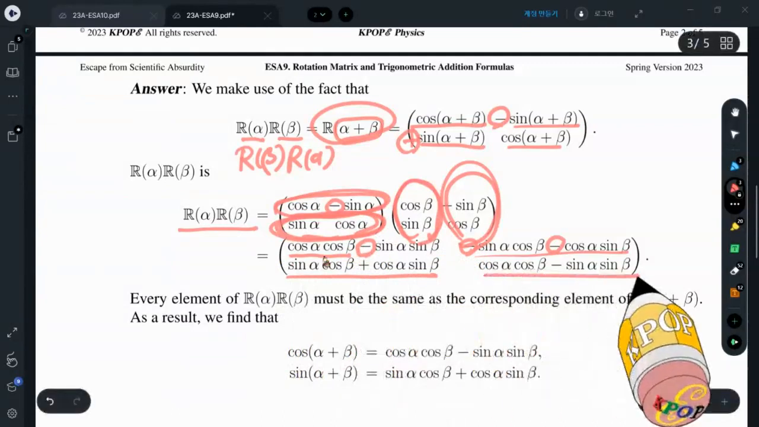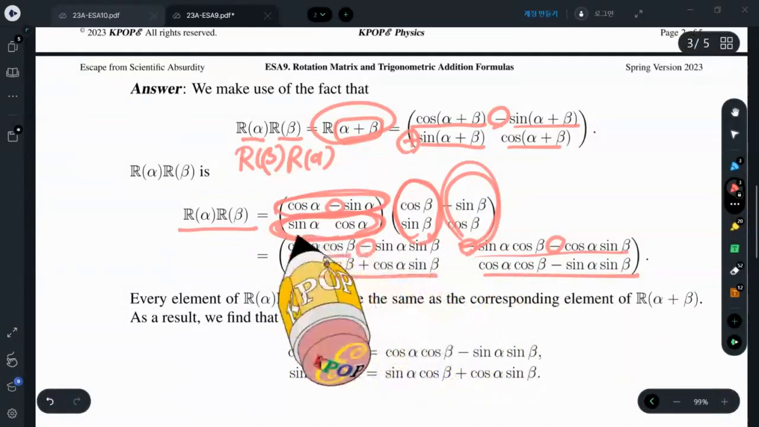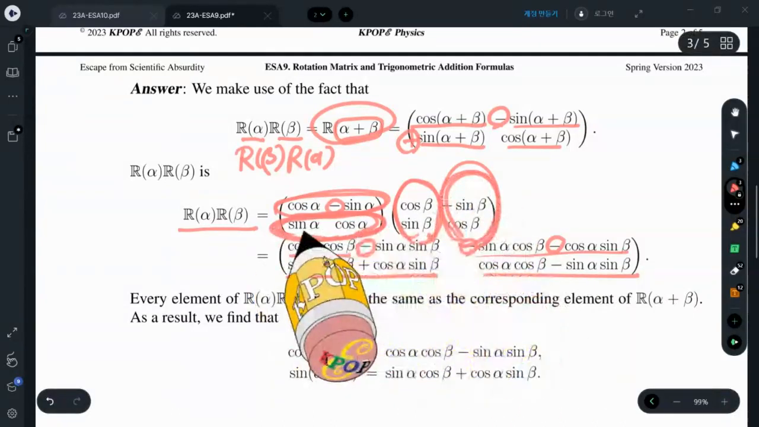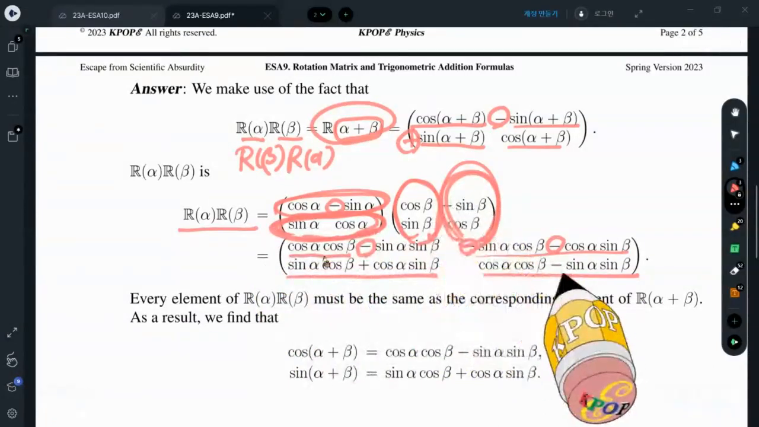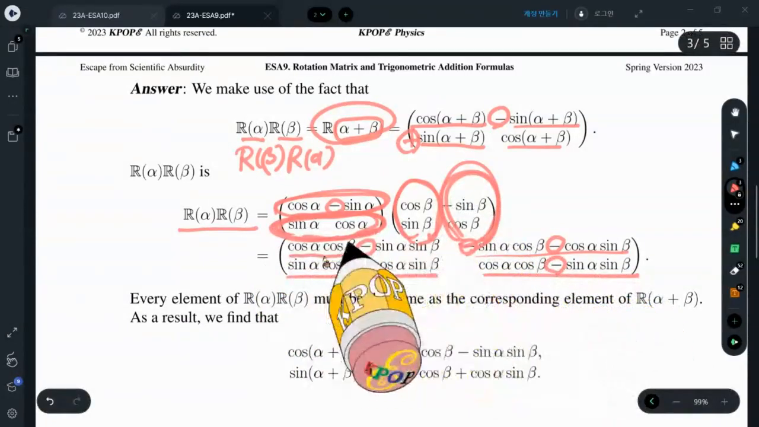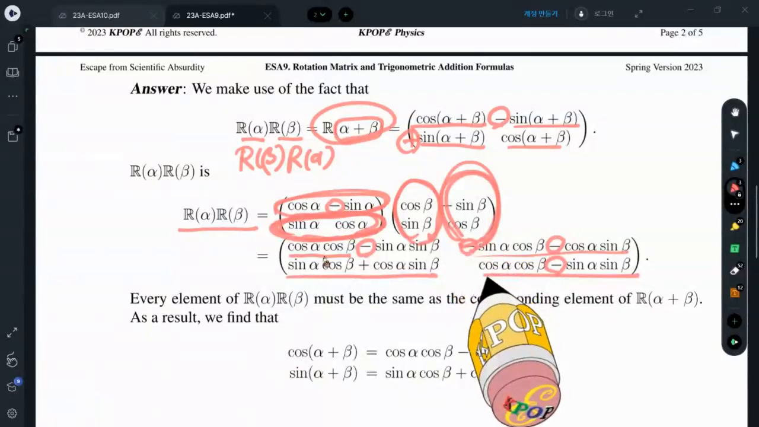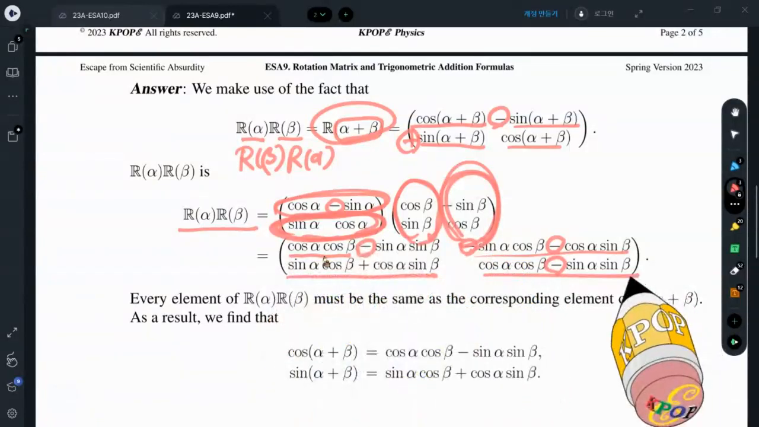Okay. Last one, the two element. This one and this one. Sine, sine, minus. Sine, sine, minus. And cosine, cosine, plus. Everything is right.